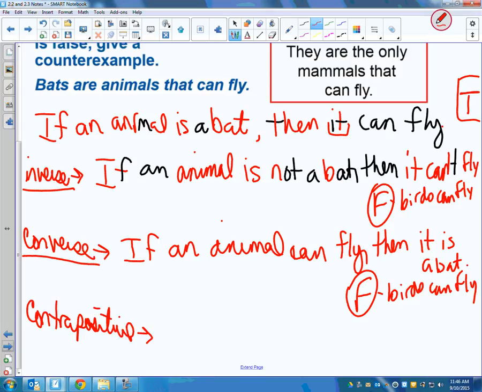Contrapositive is when you negate this. So you're going to add not in there, right? If an animal can't fly, then it is not a bat. Right? Do you agree with that?